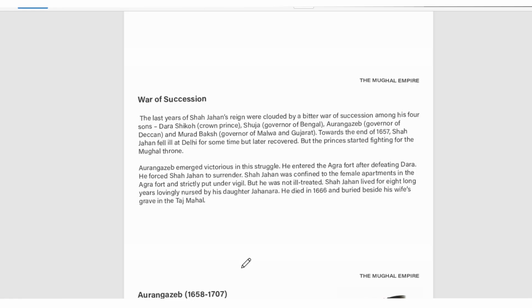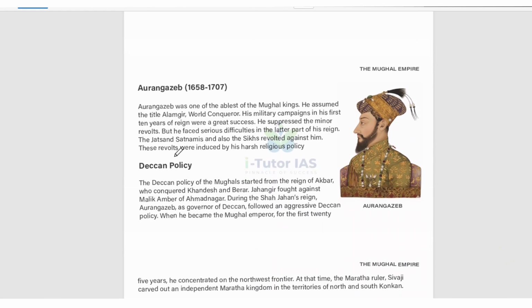He entered the Agra fort after defeating Dara. He forced Shah Jahan to surrender, and Shah Jahan was confined to the female apartments in the Agra fort and strictly put under vigil. But he was not ill treated, and Shah Jahan lived for 8 long years, lovingly nursed by his daughter Jahanara, and he died in 1666 and was buried beside his wife's grave in the Taj Mahal, symbol of love. Okay, and next is Aurangzeb time period in Mughal Empire.